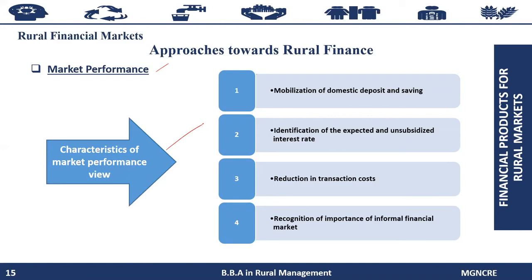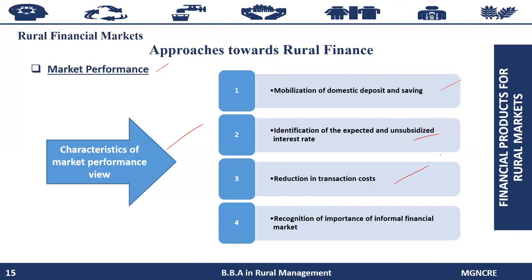Next, we'll talk about the characteristics of the market performance view. So in this, the mobilization of domestic deposits and savings. This view emphasizes that mobilization of deposits and savings are strategic ingredients in building a healthy financial market. Then identification of the expected and unsubsidized interest rate, that the expected rate of interest is required to be identified in this.